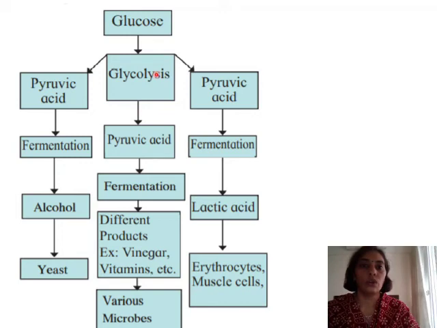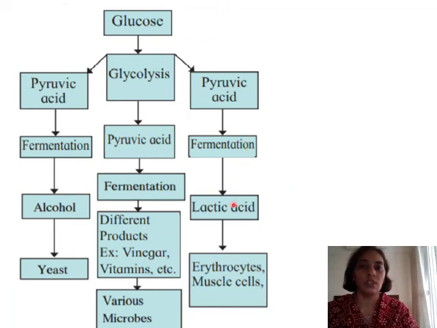Then the glucose on glycolysis gives rise to pyruvic acid. Fermentation is brought about, and we get various products of fermentation like vinegar, vitamins. We will study about this in biotechnology, how microorganisms are used to bring about the fermentation, and various products are obtained. So various microbes are involved in the production of various products.